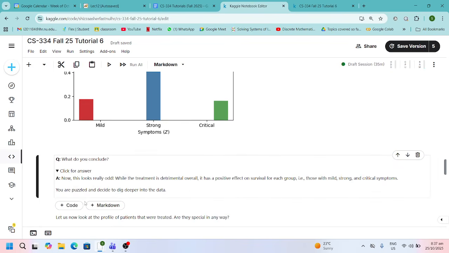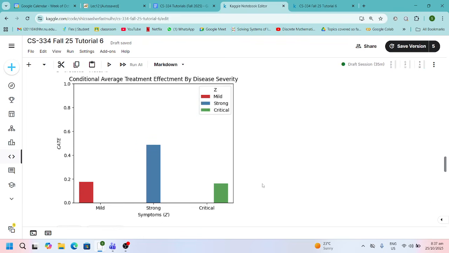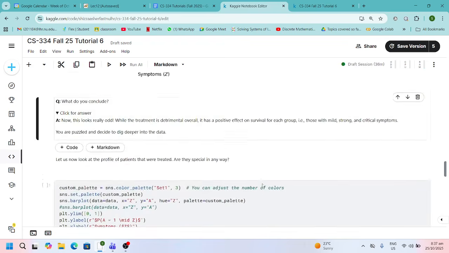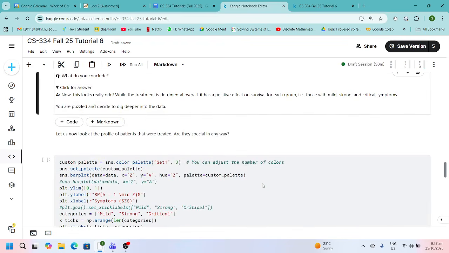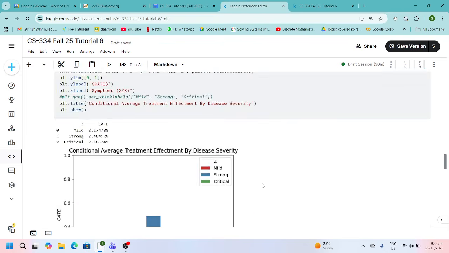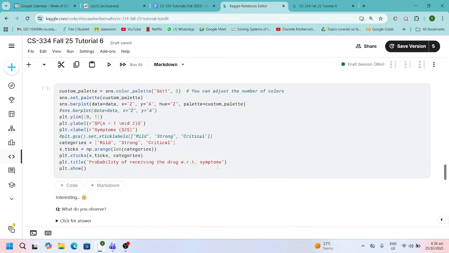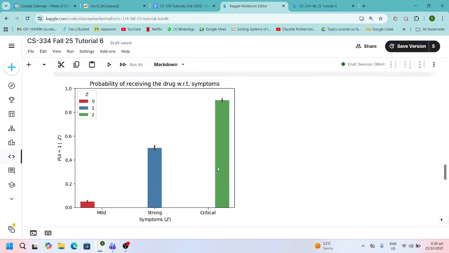So, what do we conclude? While the treatment is detrimental overall, it has a positive effect on the survival rate for each individual group. Those with mild, strong, and critical symptoms, they all are recovering. Now we're puzzled and we want to dig deeper. But I quickly want to tell you कि अगर हम इसका construct करें causal directed acyclic graph, we will realize that the severity of symptoms is actually a confounder. But let's hold on to that thought.